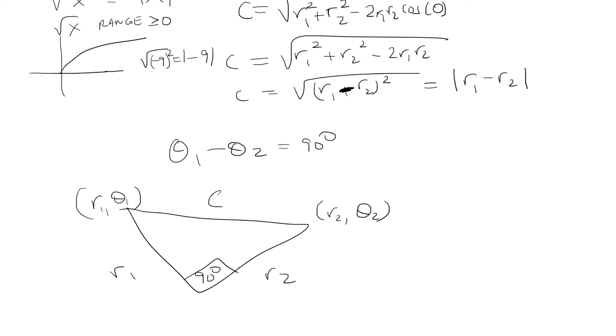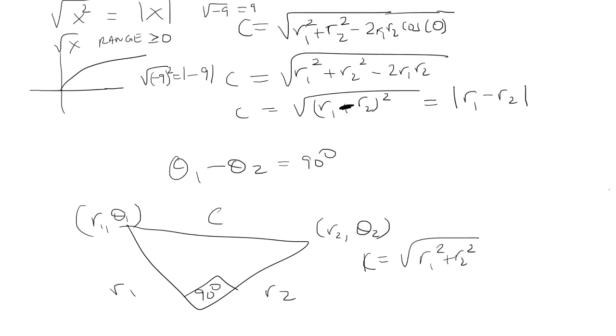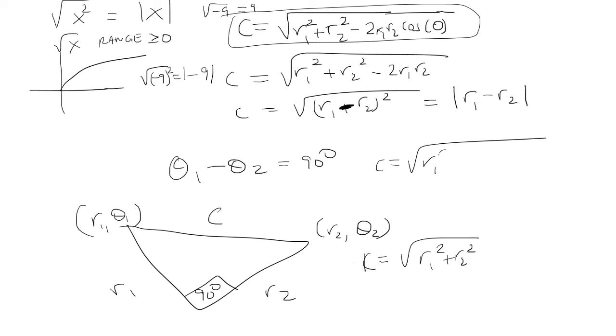So how do you find the hypotenuse of a right triangle? You just use the Pythagorean theorem. So you would expect to get the Pythagorean theorem, right? So C would just be the square root of r1 squared plus r2 squared. This is not surprising. But if you want to use the formula that we found, you would have C equals the square root of r1 squared plus r2 squared minus 2 r1 r2 cosine 90. Now cosine 90 is 0, so this term cancels, and you're just left with the square root of r1 squared plus r2 squared, just like we said.